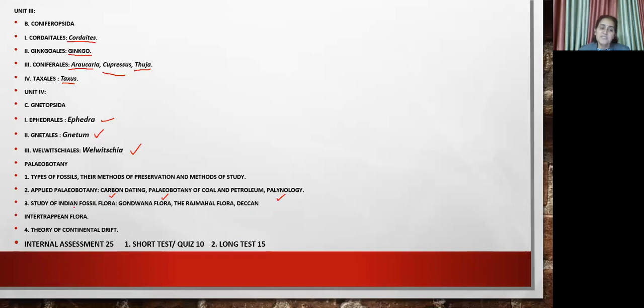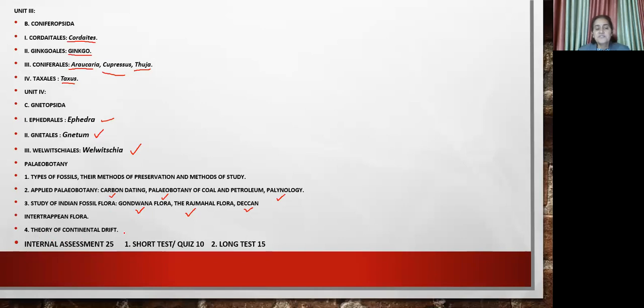Next chapter is a study of Indian fossil flora, and 3 fossils in your course: Gondwana flora, then Rajmahal Hill flora, and Deccan Intertrapian flora. So these flora you have to study. These are fossil records from India. This is with a special reference to India. Gondwana flora is present in India and other countries too. So in brief, I'll tell you about those two.